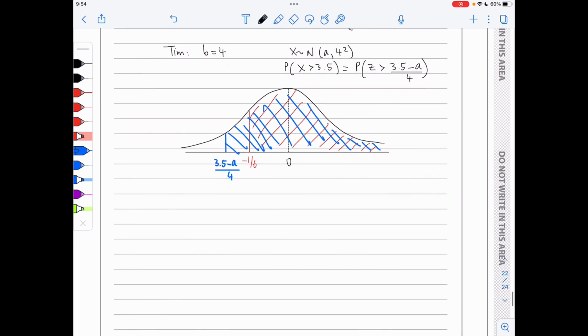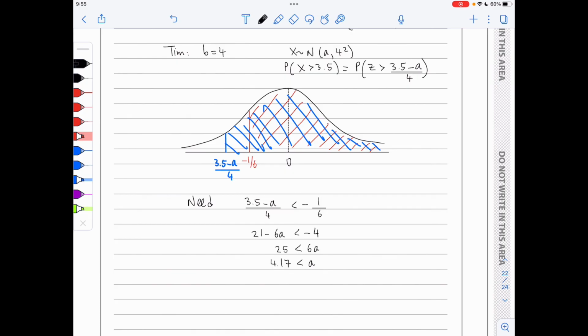So in other words, we need 3.5 minus A over 4 to be less than minus 1 over 6. I can cross multiply to get 21 minus 6A less than negative 4. So 25 is less than 6A, which leads to 4.17 being less than A.